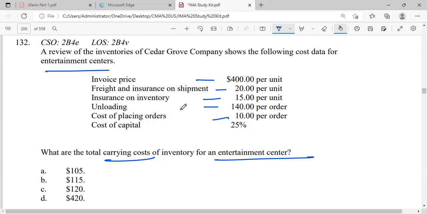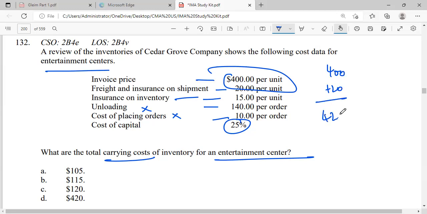Now, normally, what is the carrying cost? Insurance is a carrying cost, unloading is ordering cost, cost of placing order is also an ordering cost. Basically, this is ordering, this is purchase cost. On the purchase cost, 400 plus 20, 420, I'll take the cost of capital, which is 25%, to get the carrying cost, because this is the amount which has been blocked. Now, 420 into 25%. I hope everybody is having calculator. 420 into 25% is 105.